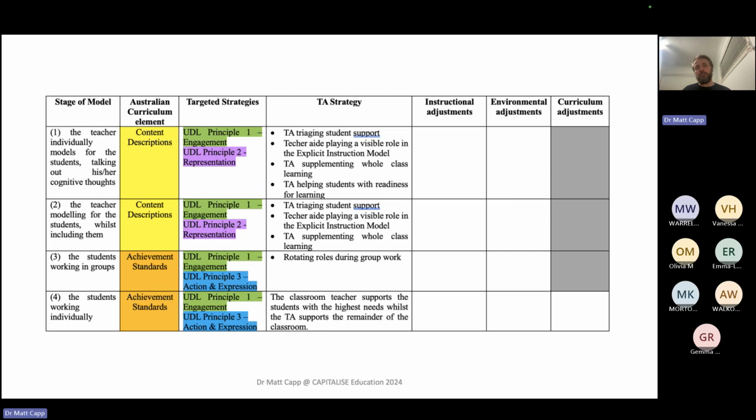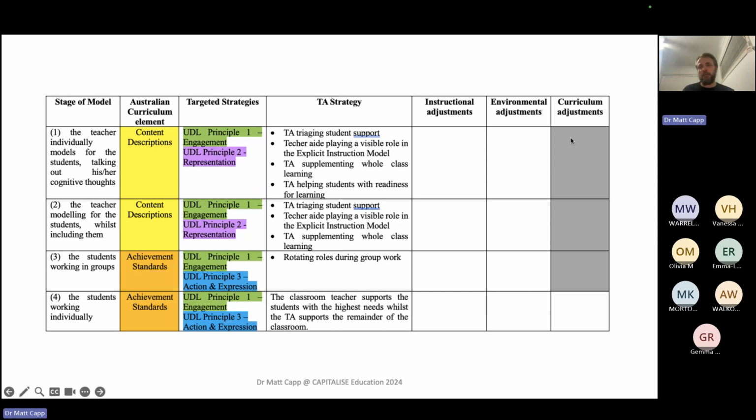and curriculum adjustments. But what's really important about universal design, because it is that foundation of tier 1, many of the strategies in this targeted strategies will support our individual students. So by ensuring these happen, we need to hopefully do less of those instructional, environmental, and curriculum adjustments.